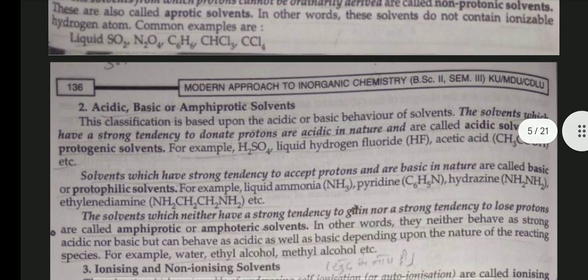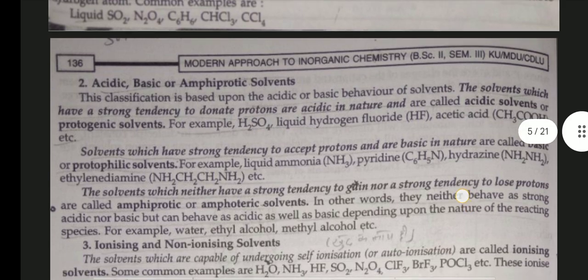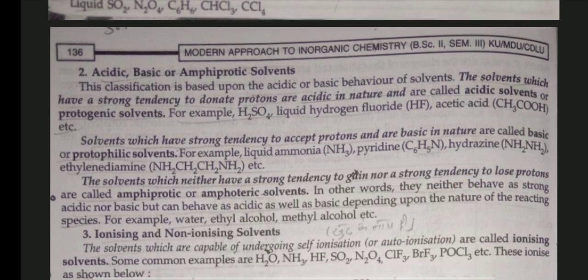Now, second one is acidic, basic, or amphoteric solvents. This classification is based upon the acidic or basic behavior of the solvent. The solvents which have a strong tendency to donate protons are acidic in nature and are called acidic solvents or protogenic solvents. For example, H2SO4, liquid hydrogen fluoride, acetic acid. Solvents which have a strong tendency to accept protons and are basic in nature are called basic or protophilic solvents. For example, liquid ammonia, pyridine, hydrazine, ethylenediamine.